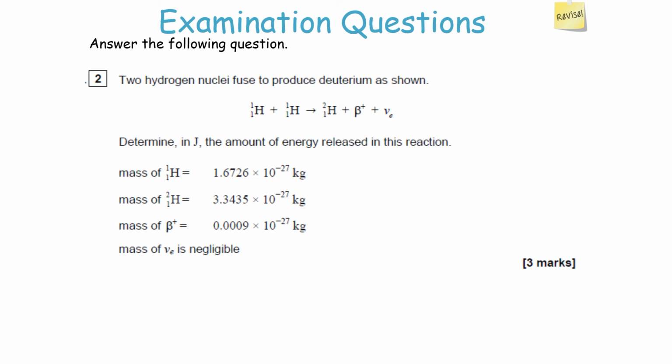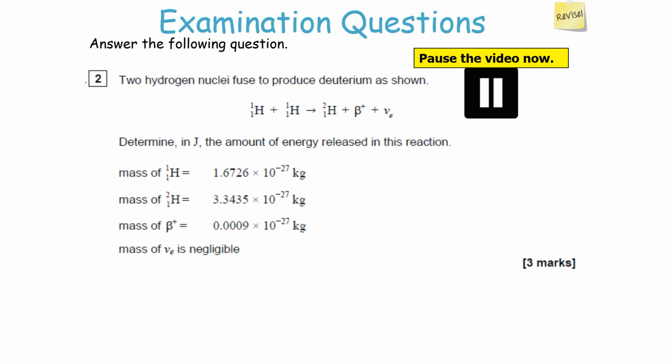Let's have a look at another question then. Two hydrogen nuclei fused to produce deuterium as shown. Determine the amount of energy released in this reaction. So what you would do is as follows. Pause the video first, and then when you want to go through the answer, unpause the video.